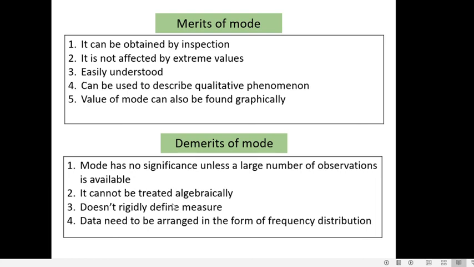Then it cannot be treated algebraically. It is not a rigidly defined measure because it can vary according to the experimenter, and the data need to be arranged in the form of a frequency distribution. Only then will we be able to calculate the mode.